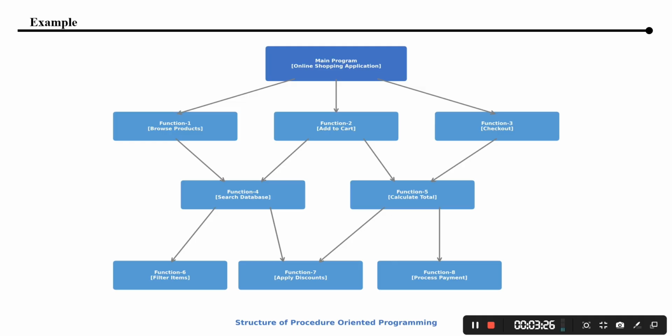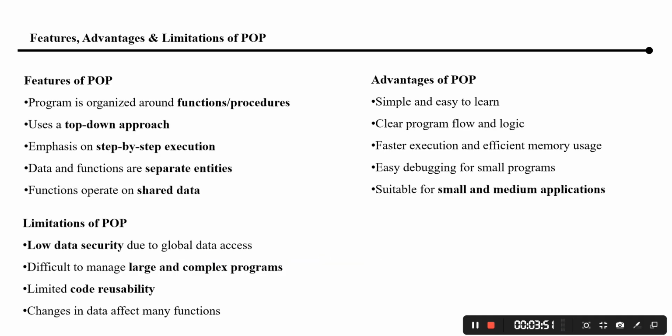And next, adding to the cart. Adding to the cart means getting the items from the search database. Search database again means filtering the items and applying the discounts. Next, checkout. Checkout depends on calculating the total amount. Calculating the total amount, of course, depends on applying discounts and processing the payment. So this is one such example for procedure-oriented programming.